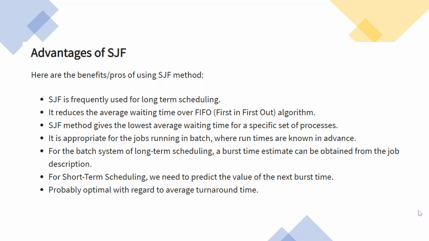Okay, so I think that this will be the example of the computations in getting the shortest job first. Now, so these will be the advantages of using shortest job first.